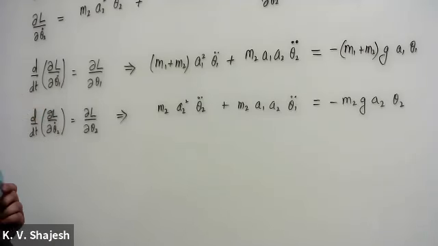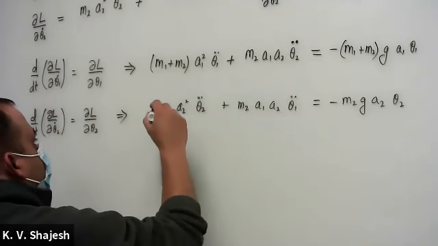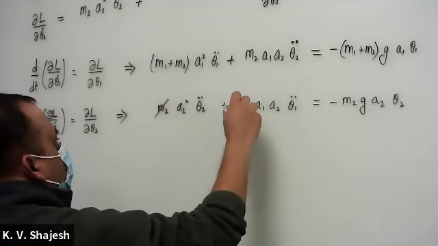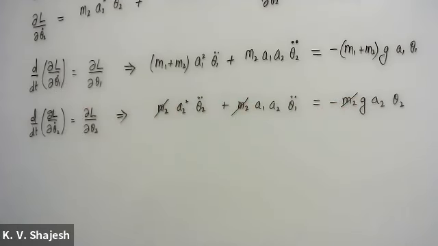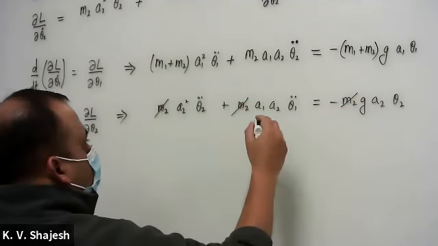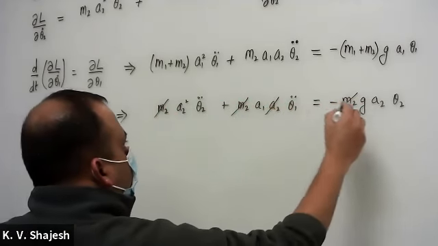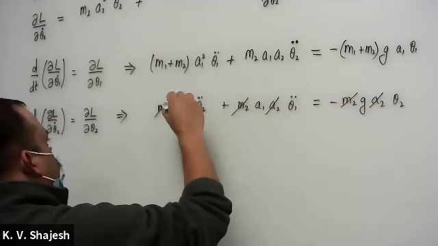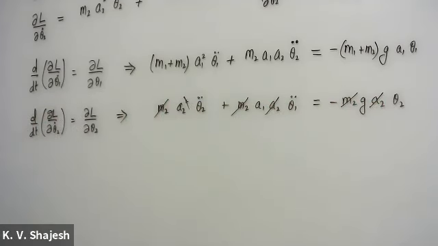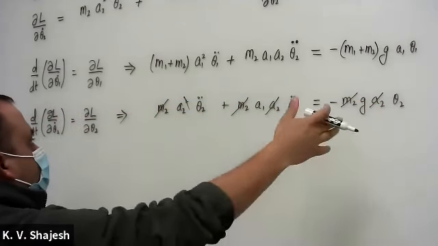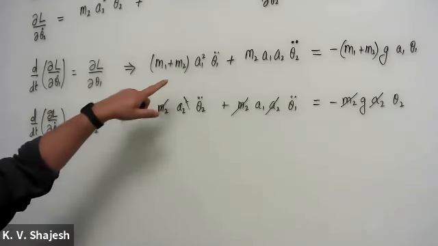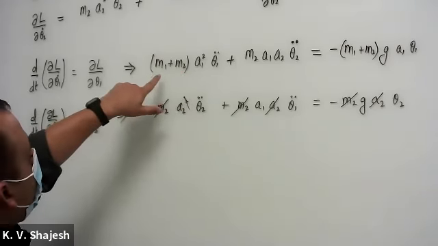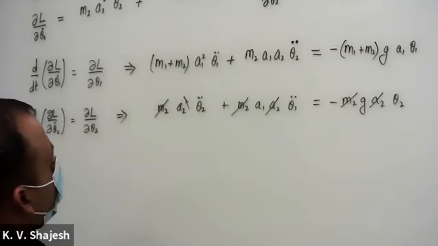Clearly M2 cancels out in this term, right? That's a simple thing we can see immediately in one of the equations. And one of the A2 also cancels out. Then let me divide it out by A1 and by A2 in the second equation, and in the first equation, let me divide it out by M1 plus M2 by A1 square.